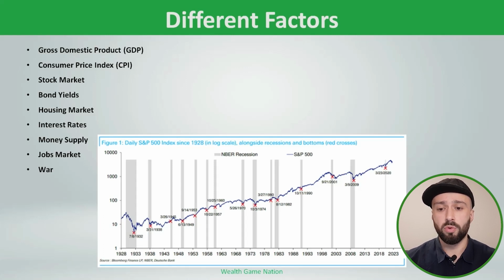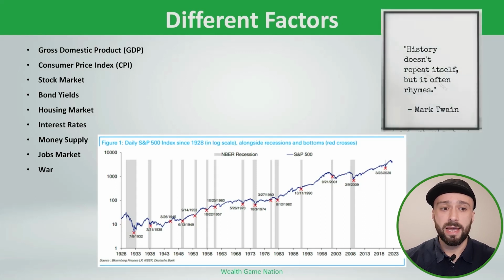If we look at this graph right here, this is the S&P 500 index for the last 95 years. The blue line is the growth of the S&P 500. The grayed out bars are recessions. If we look closely at the graph, we can see that a recession is followed by a drop in the stock market. This has been the case for most of the recessions. However, there have also been some anomalies. So we can see that, as the great Mark Twain said, history doesn't repeat itself, but it often rhymes.